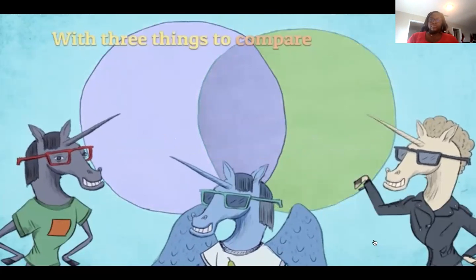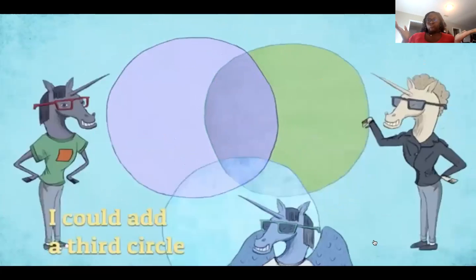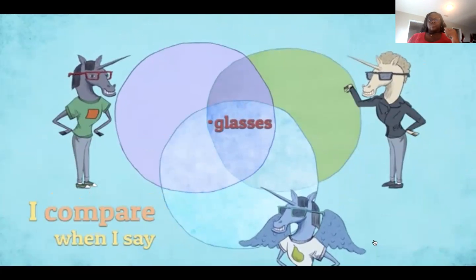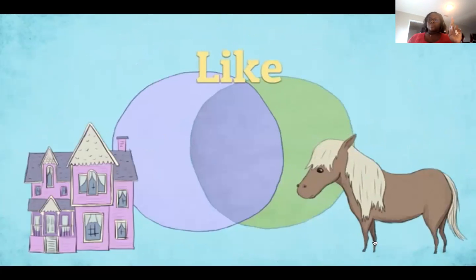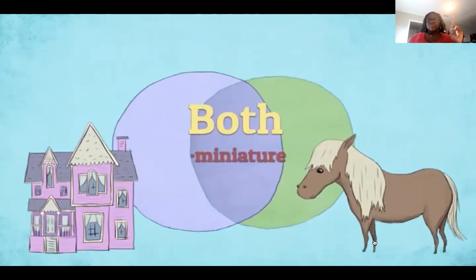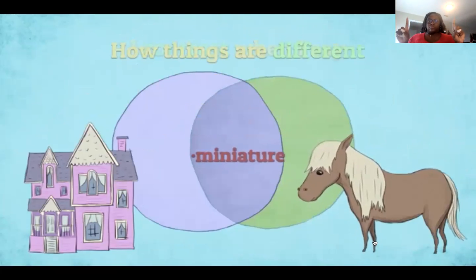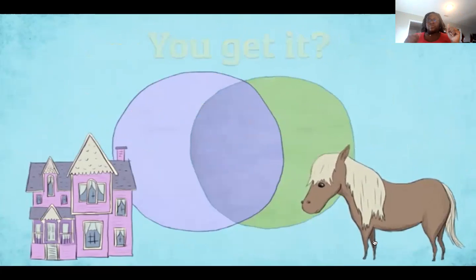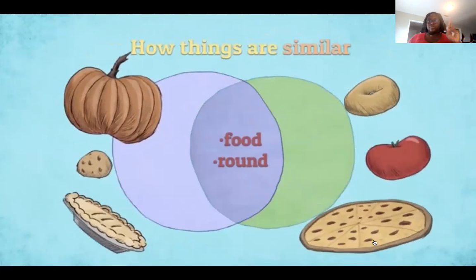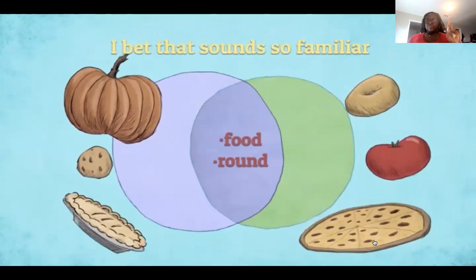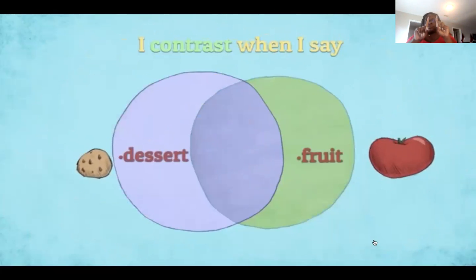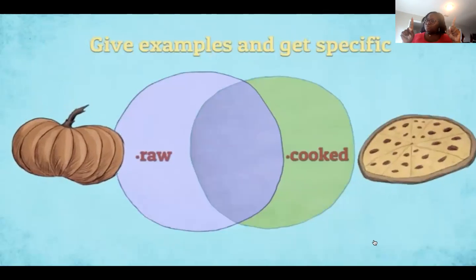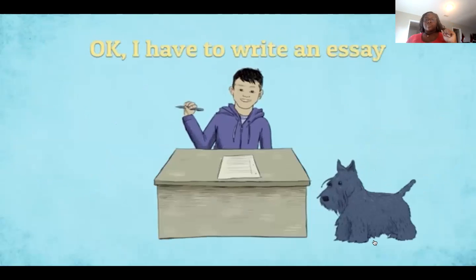With three things to compare, what should I do then? I could add a third circle, so then let's get it in. I compare when I say how things are similar, like doll houses and ponies, both miniature. I contrast when I say how things are different, give examples and get specific. You get it? I compare when I say how things are similar or the same. Yeah, I bet that sounds so familiar. I contrast when I say how things are different, give examples and get specific. You get it?